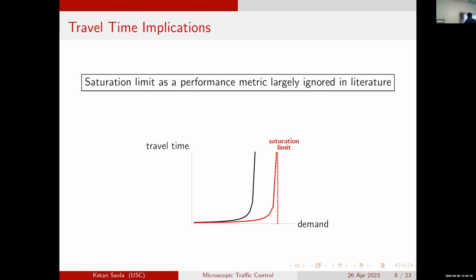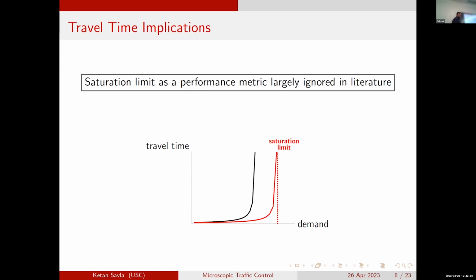So in this sense, improving the saturation limit or capacity is more fundamental than improving travel time, because if you improve the saturation limit, you will have a much higher improvement in travel time than when you directly improve the travel time. And I'll demonstrate this with some simulations also.